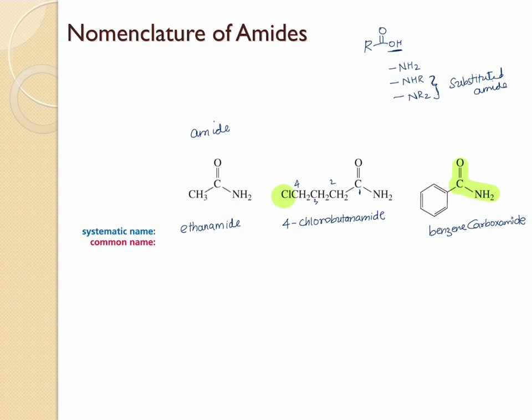Let's go on to the common names. This compound, ethanamide, is called acetamide. For this one, we need to give the Greek alphabets. This would be the alpha position. Remember, the carbon that is adjacent to the functional group is going to be alpha. So this is beta, this is gamma. So this would be gamma chloro. And here you will not be using butanamide. Instead, it will be butyramide.